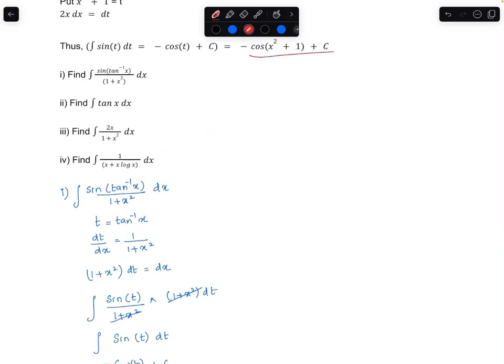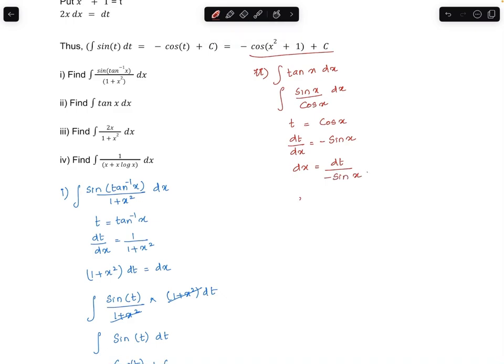Question 2. Find integral tan x dx. Let's rewrite tan x as sin x upon cos x dx. And let t be equal to cos x. Differentiating this with respect to x, we get dt upon dx is equal to minus sin x. So dx is equal to dt upon minus sin x.